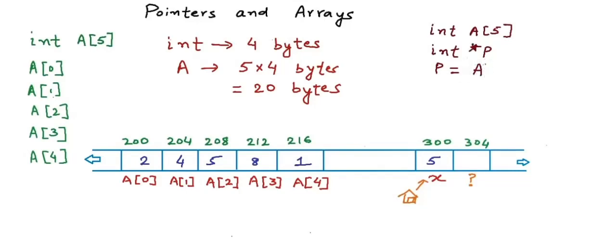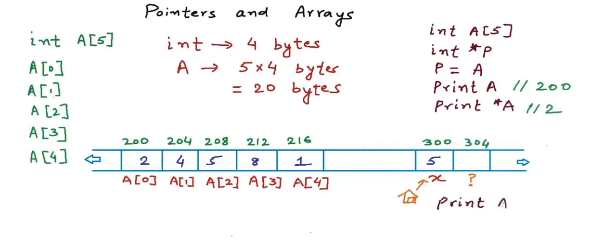In fact, we do not even need to take this address in another pointer variable. If we simply print A, then this gives us nothing but the address of the first element in the array. And if we dereference this and print asterisk A, then this will give us the value. If we print A plus 1, then this will give us the address 204, and asterisk A plus 1 will give us the value of the second element in the array.